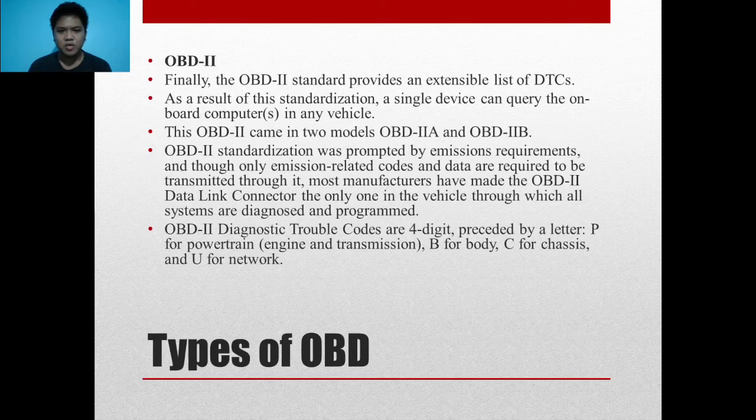Most manufacturers have made an OBD2 data link connector the only one in the vehicle through which all systems are diagnosed and programmed. OBD2 diagnostic trouble codes are 4 digits preceded by a letter: P for powertrain, B for body, C for chassis, and U for network.